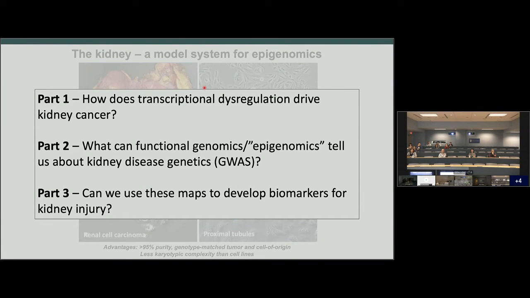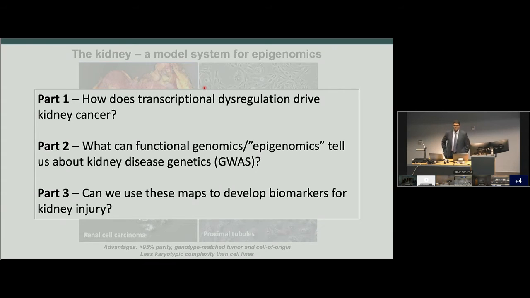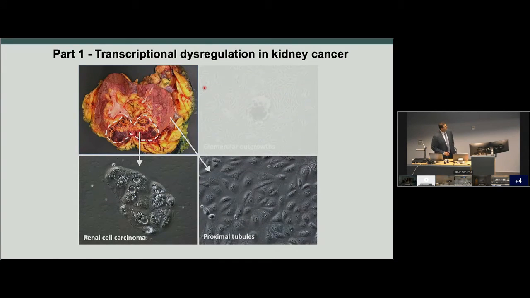So let's start with the first story. I mentioned again that to open the chromatin, we need transcription factors. These systems are clearly a very good way to understand how transcription factors actually affect regulation of genes. So let's start with this first model system, and that is kidney cancer.